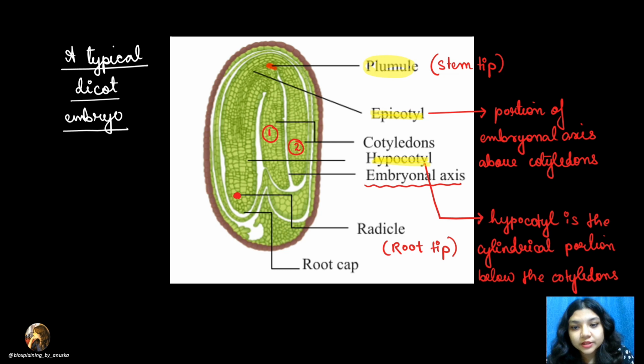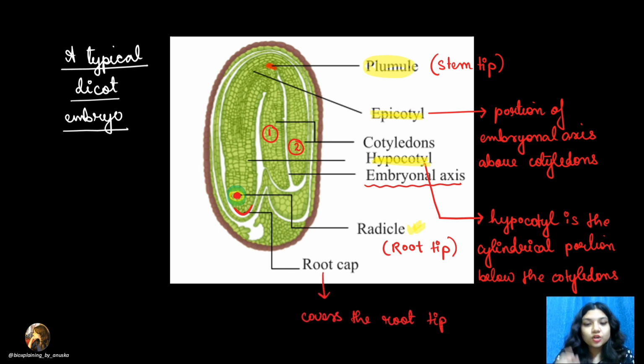What you call the root tip, this part, this region here, this part is the radicle or the root tip. This is where the hypocotyle terminates. And what you can see is right at the ending, the root cap is present, which covers the root tip.